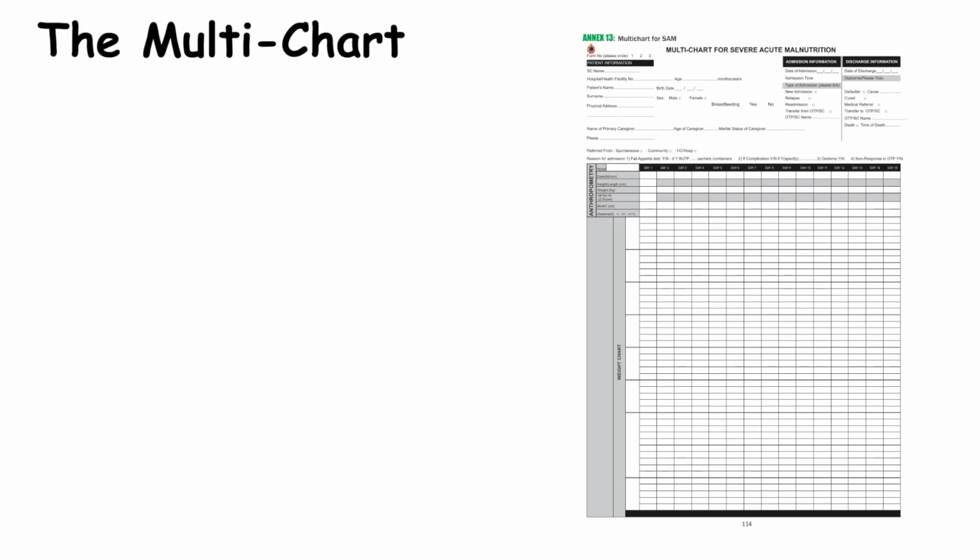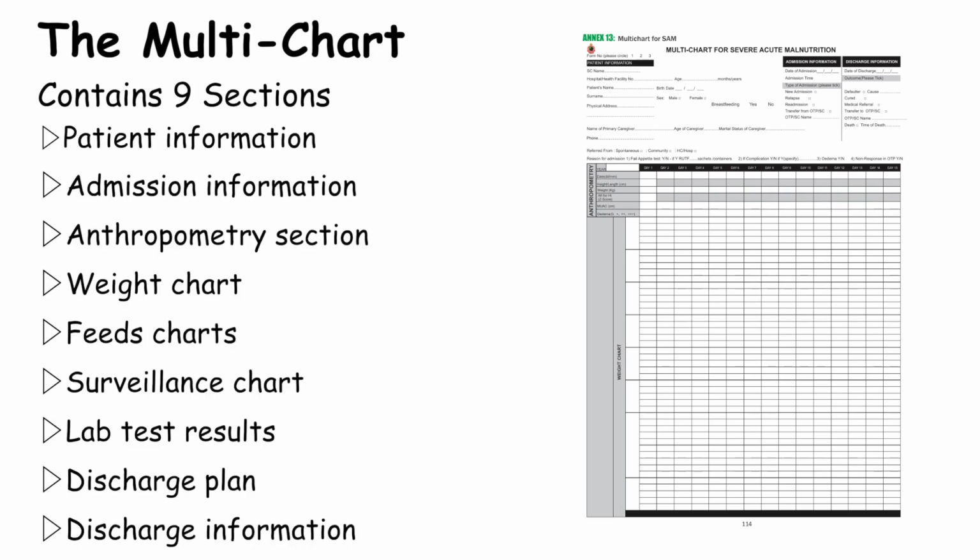This is the tool used to record point of contact patient management in the ward. It consists of 9 sections which should be completed. These sections are as follows: 1. Patient information. 2. Admission information. 3. Anthropometry section. 4. The weight chart. 5. Feeds chart. 6. Surveillance chart. 7. Section on lab test results. 8. The section on the discharge plan. And number 9. The discharge information.